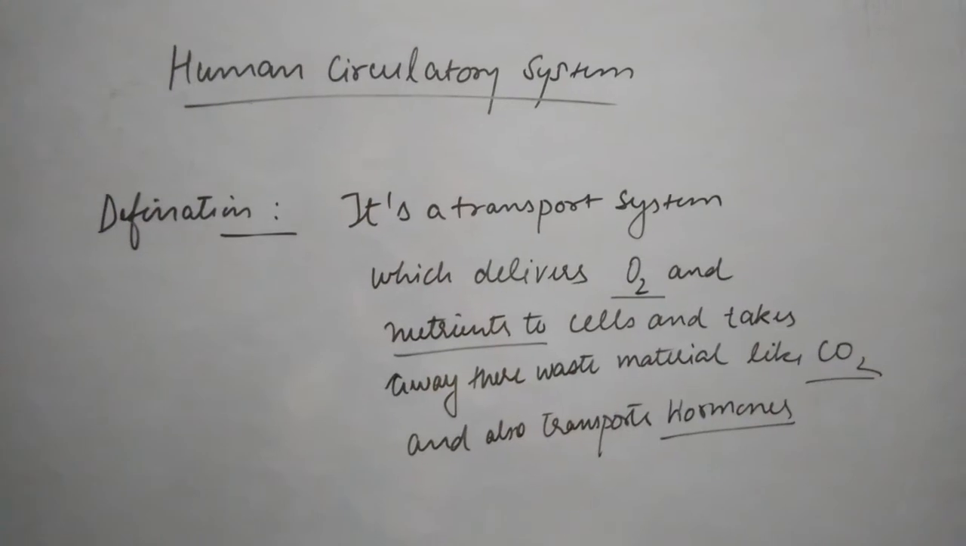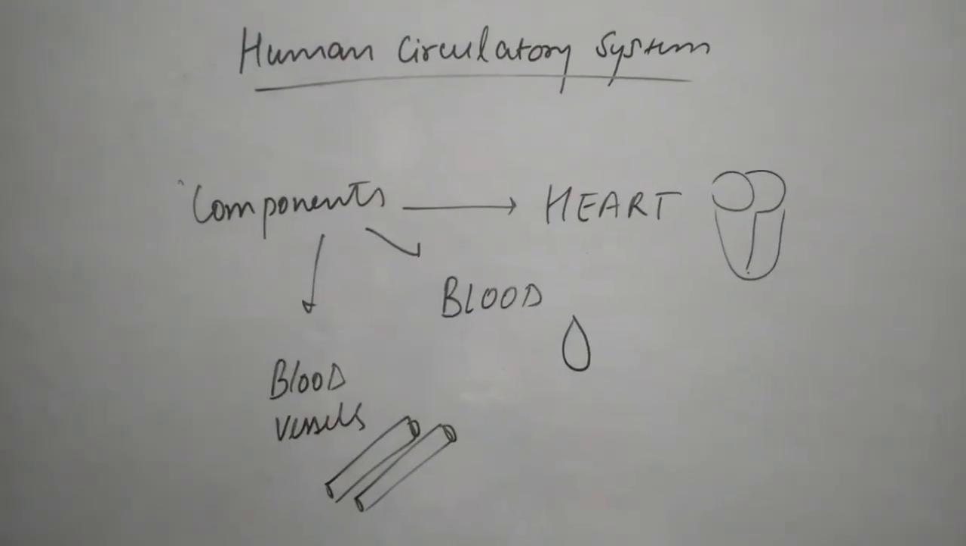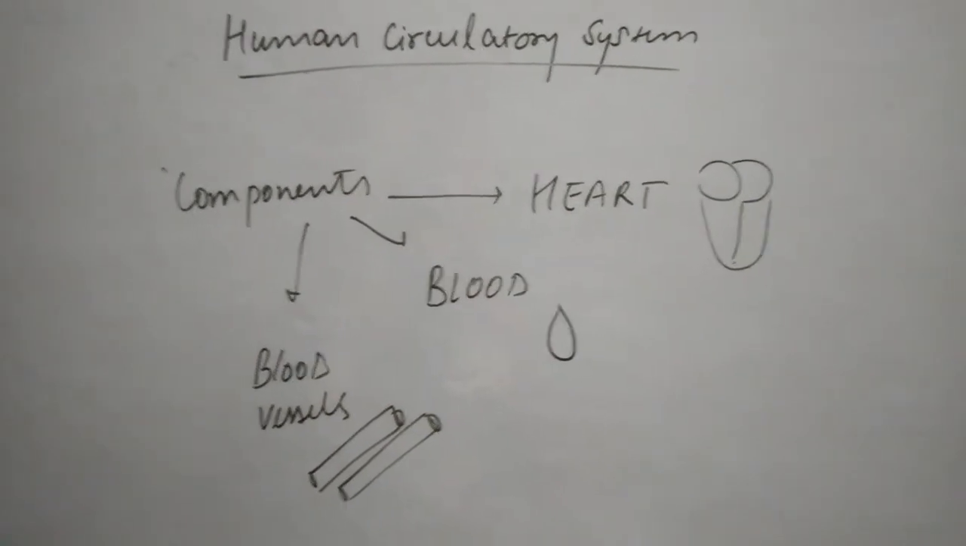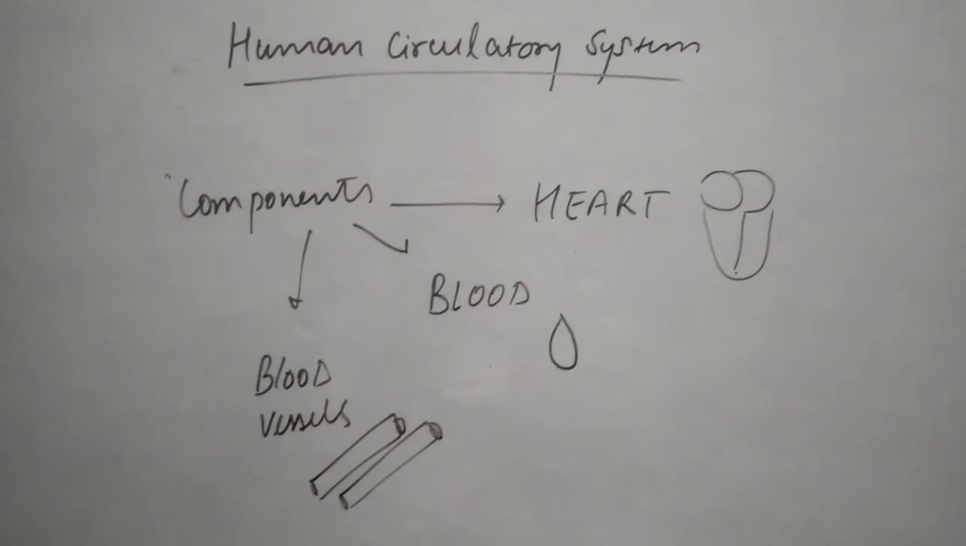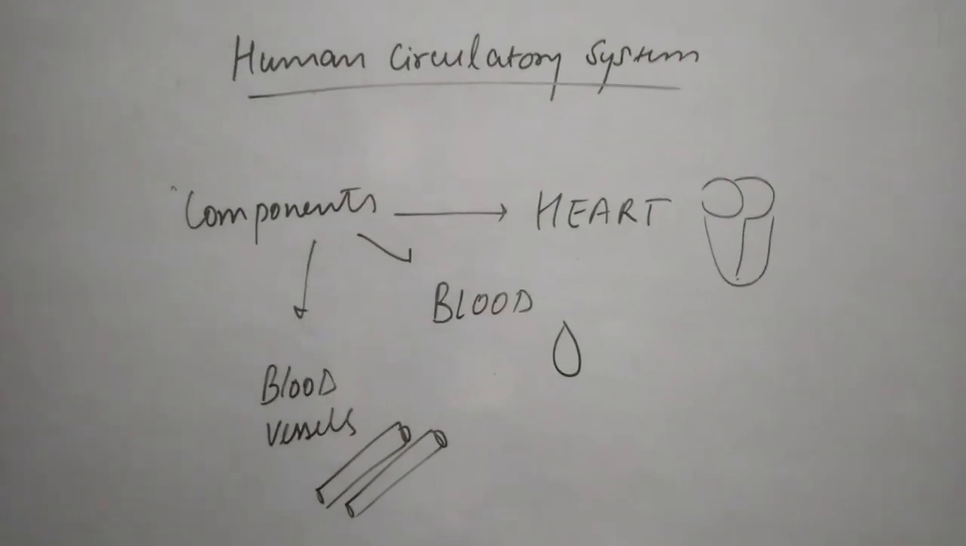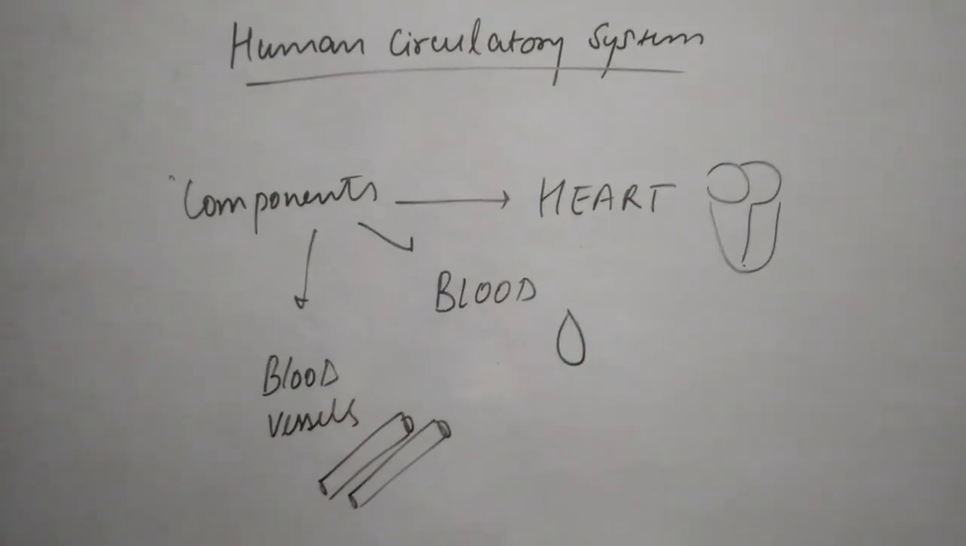Now let's talk about the components. There are three major components in the human circulatory system. First is the heart, which is the main pumping organ. Second is the blood. This is the fluid which helps in all the processes. And then the blood vessels, which carry the blood.